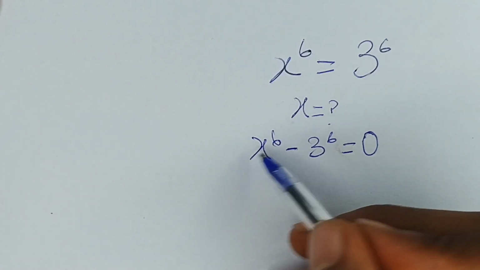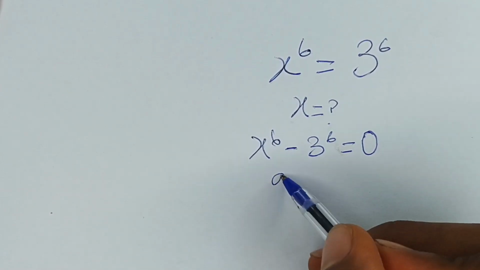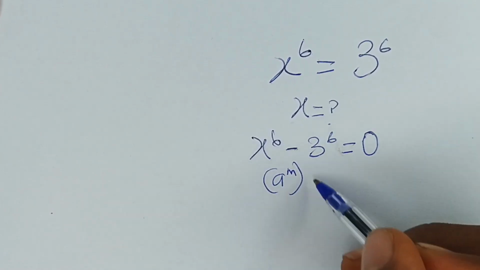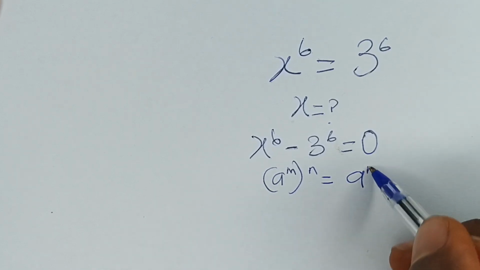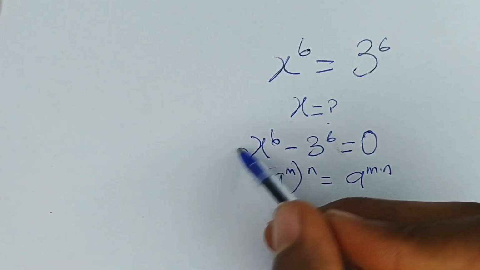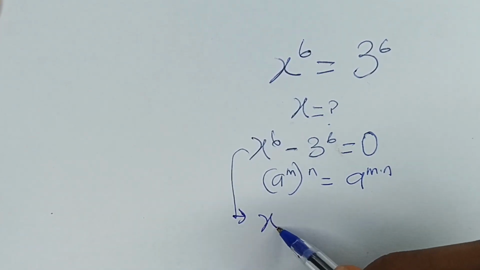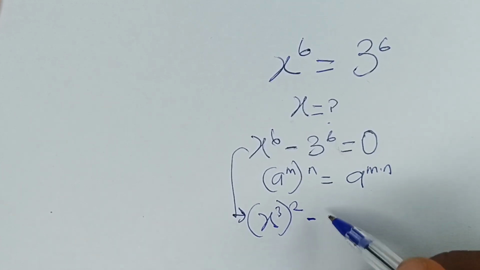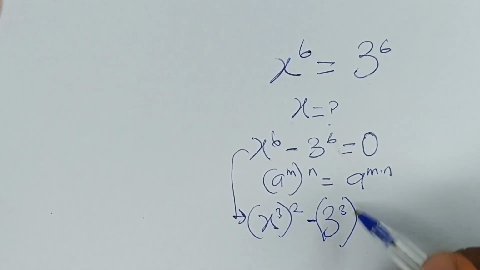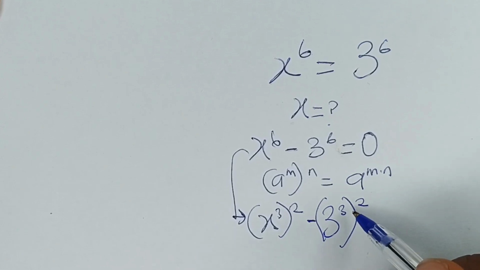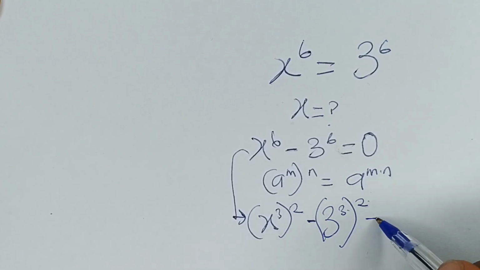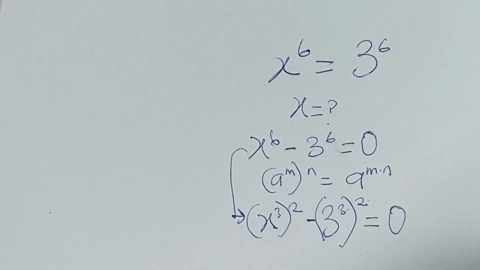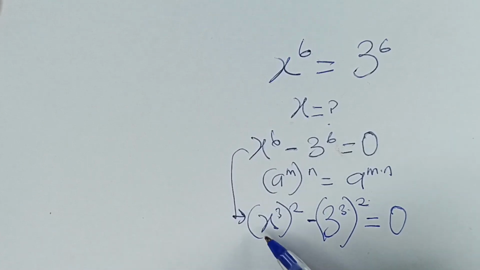Now, this can be re-expressed using the law that (a^m)^n is equal to a raised to the power m times n. Hence, this can be re-expressed as (x^3)^2, because 3 times 2 is 6, minus (3^3)^2. Again, 3 times 2 is 6, and this is equal to 0.